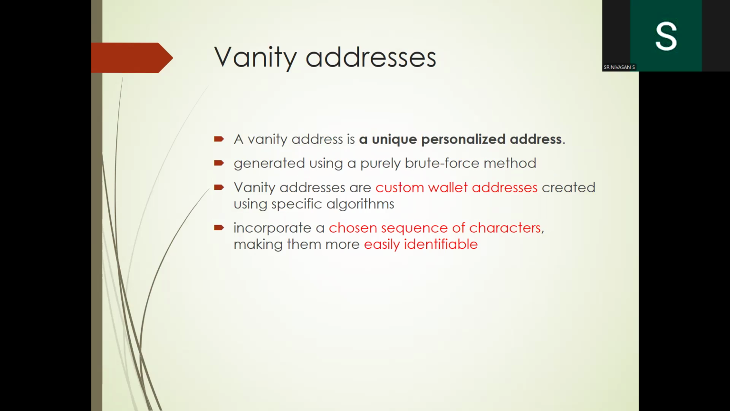Apart from the normal procedure, we can have a unique personalized addresses in the Bitcoin network. Those are called vanity addresses. They are generated purely through brute force method. Vanity addresses are custom valid addresses. They are created using the specific algorithms. They are incorporating a chosen sequence of characters and it makes them more easily identifiable.